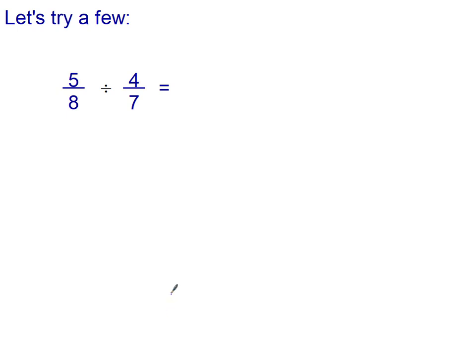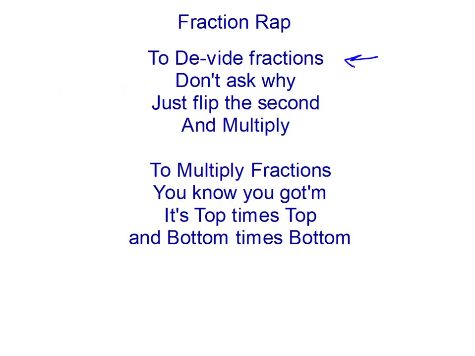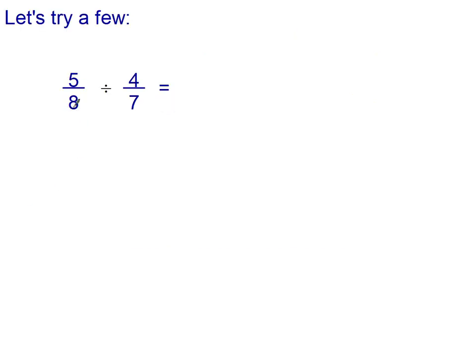5/8 divided by 4/7. What we've got to do is do what the wrap says. To divide fractions, don't ask why, just flip the second and multiply. This flipping of the second is called a reciprocal, just like we talked about earlier in the lesson. We're going to leave the first one alone, 5 over 8. We're going to take the second fraction and flip it upside down. Right now it's 4 over 7, so we're going to flip it to 7 over 4.